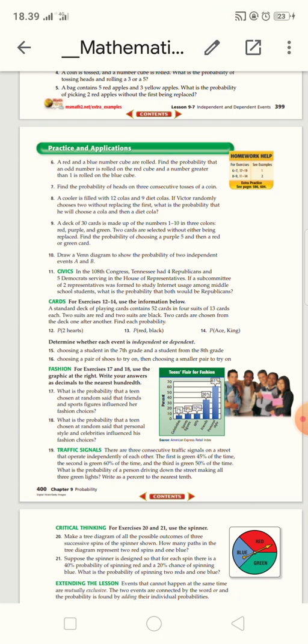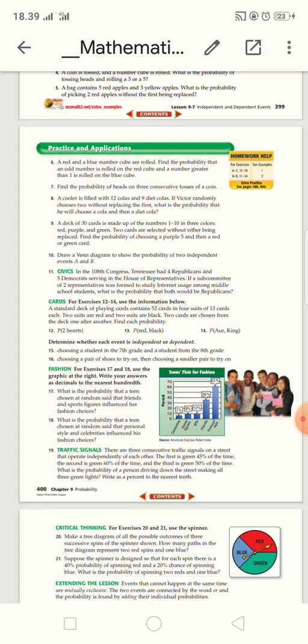9. A deck of 30 cards is made of the numbers 1 through 10 in the colors red, purple, and green. 2 cards are selected without replacing either. Find the probability of choosing a purple 5 and then a red or green card.